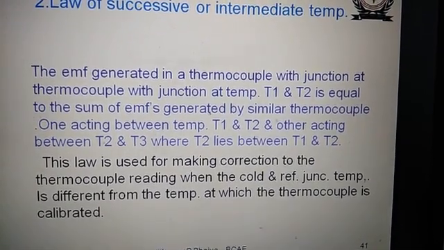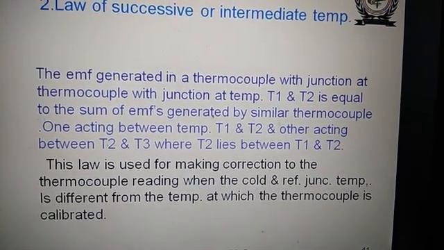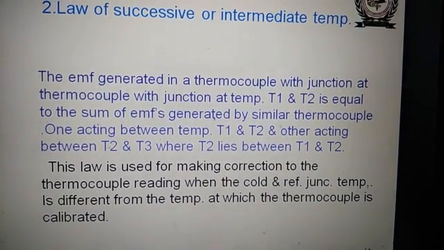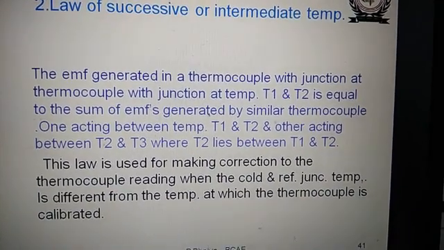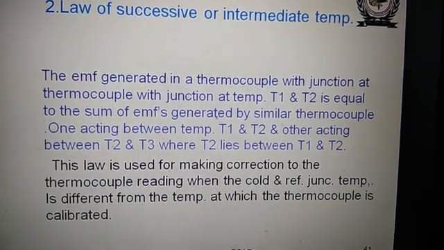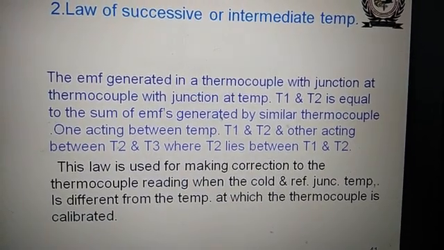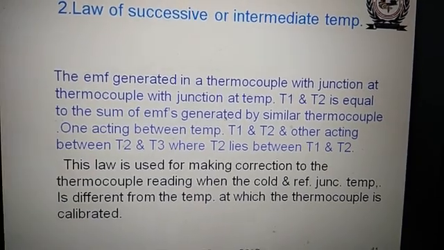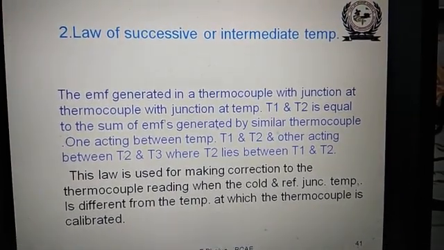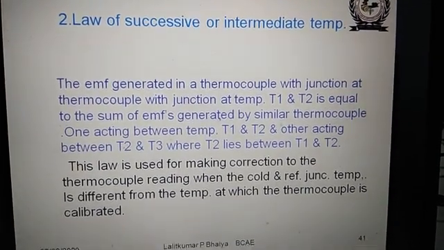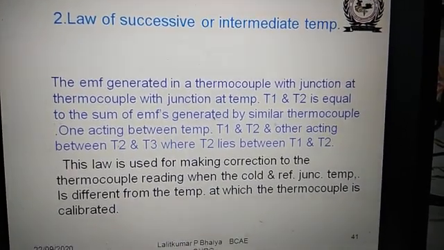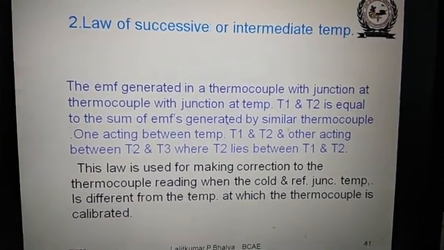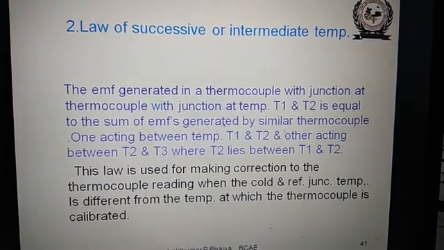This law is used for making corrections to the thermocouple reading when the cold or reference junction temperature is different from the temperature at which the thermocouple is calibrated. So the second law of successive or intermediate temperature can be stated with respect to these two thermocouples.